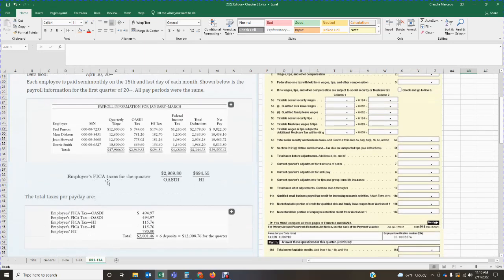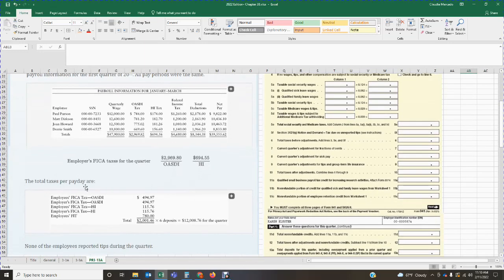It says the employer's FICA taxes for the quarter are $2,969.80 and $694.55 for HI. Okay. The total taxes per payday are, and we have the employer's FICA OASDI $494.97, the employee's FICA OASDI $494.97, the employer's FICA HI $115.76, the employee's FICA HI $115.76, and the employee's federal income tax of $780.